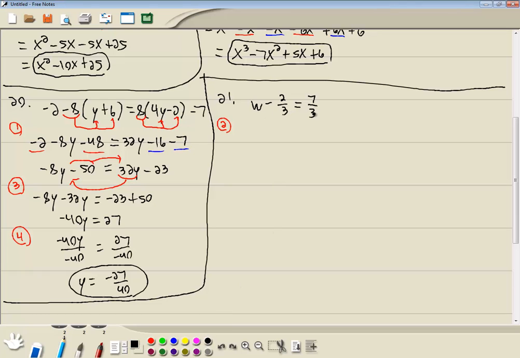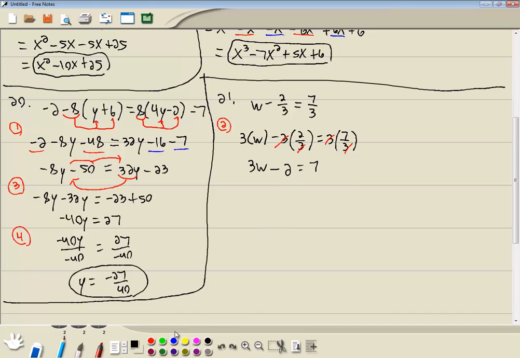Now we got 3 and 3. So basically we got 3. So that's our LCM. We're going to take 3 times w minus 3 times 2/3 and 3 times 7/3. So we got 3w. Those 3's cancel and those 3's cancel. So we got 3w minus 2 equals 7.